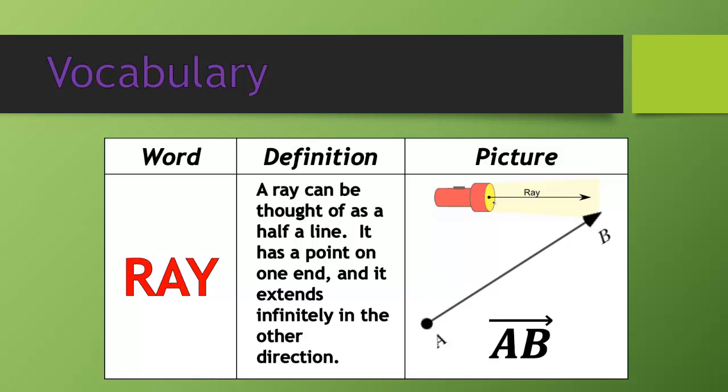Now, it is important to note that this right here, whatever the end point is, wherever it starts, should be the first letter there. You cannot say ray BA, because that would mean that this would have a point here, and this would have an arrow. So the first letter is always the point that does not extend infinitely in one direction.